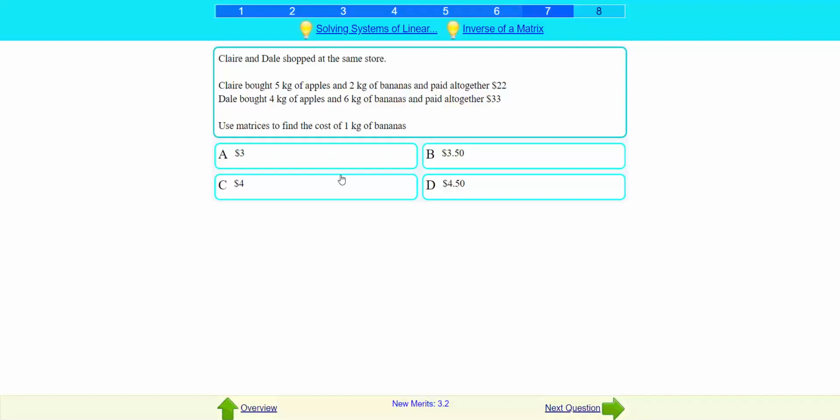We divide the second row by 4. I need to have a 0 below the 1. So we multiply the first row by 4 and subtract it. So we would have 1, 2 out of 5, and 22 out of 5. That's for the first row.